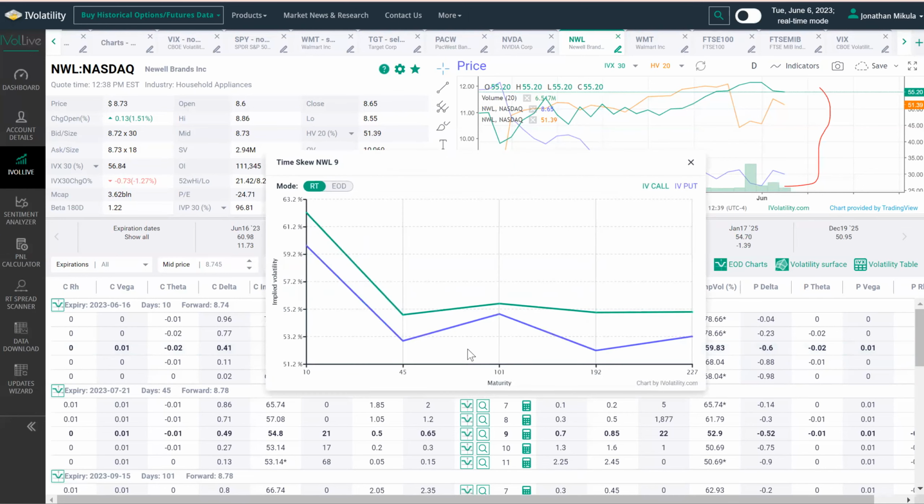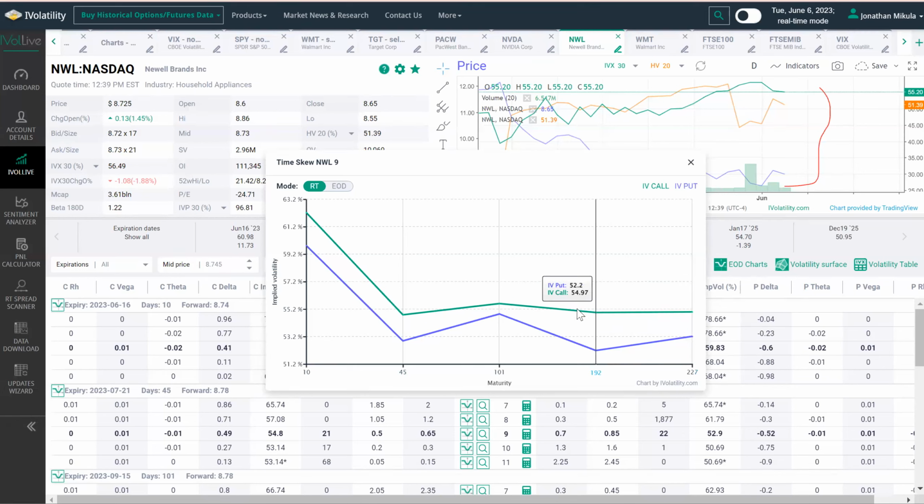And then here's time skew. So again, time skew, if you just hopped on, we have implied volatility on the y-axis. We have maturity on the x-axis here horizontally. And what we see is the implied volatility for a specific option strike price, the $9 strike, into the future. So our implied volatility is highest 10 days from now, which typically coincides with an upcoming earnings announcement. And then you can see implied volatility recedes for Newell as we go into the future. So that's good to know.